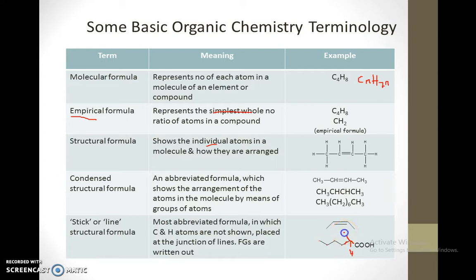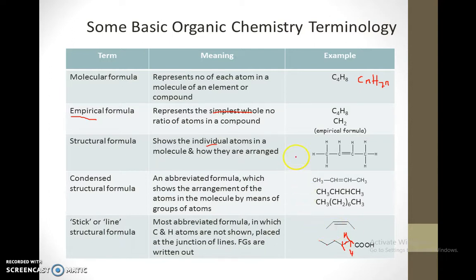Same goes with the other dot. For the next carbon here, it means there are another 2 hydrogen atoms. That's why we call it a stick or line structure, because we hide the carbon and hydrogen atoms. Same goes for this one. So 1, 2, 3, 4, butene.